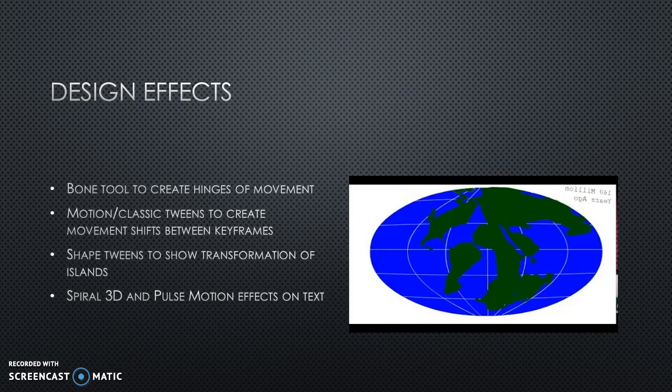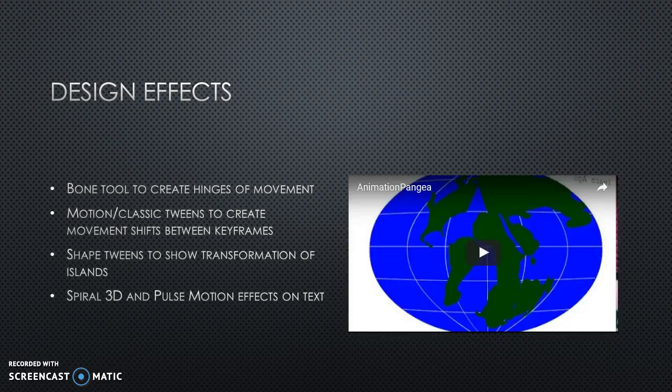So the design effects that I used to create it: first of all, I used the oval tool to create the Earth and put in some grid lines, latitude and longitude. And then I actually used my mouse to draw the continents. I wish I had a tablet where I could draw directly onto the screen, but that may be something I have to look into getting later on if I continue with animation. But I just used my mouse to draw the continents to begin with.